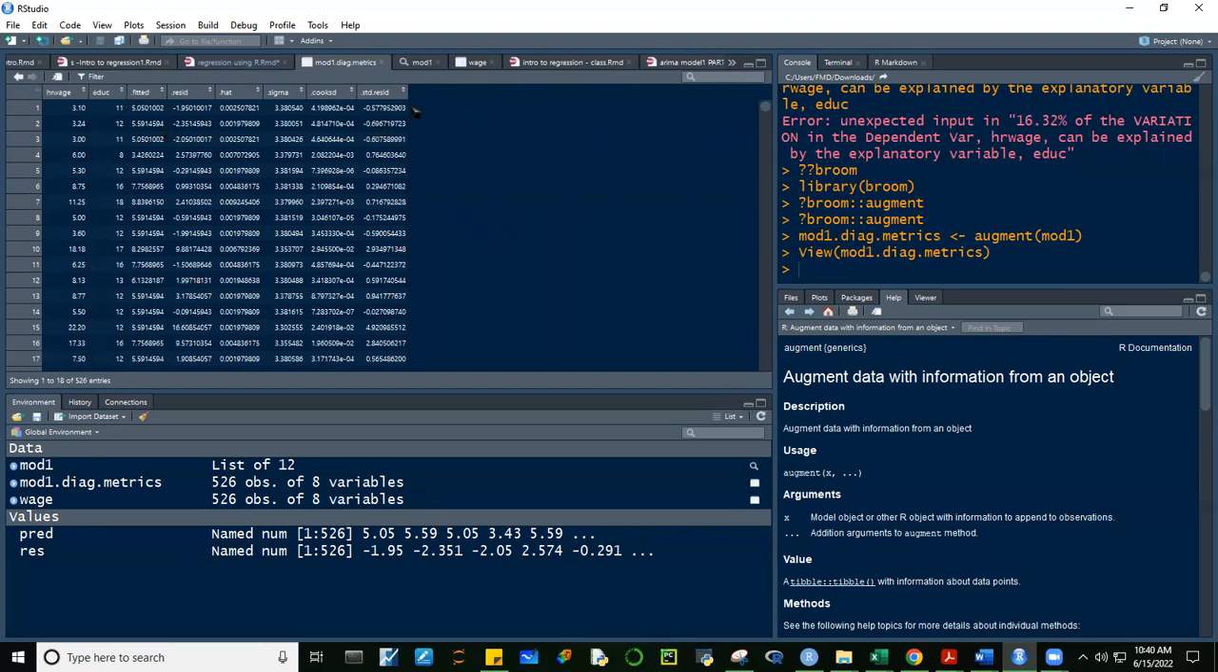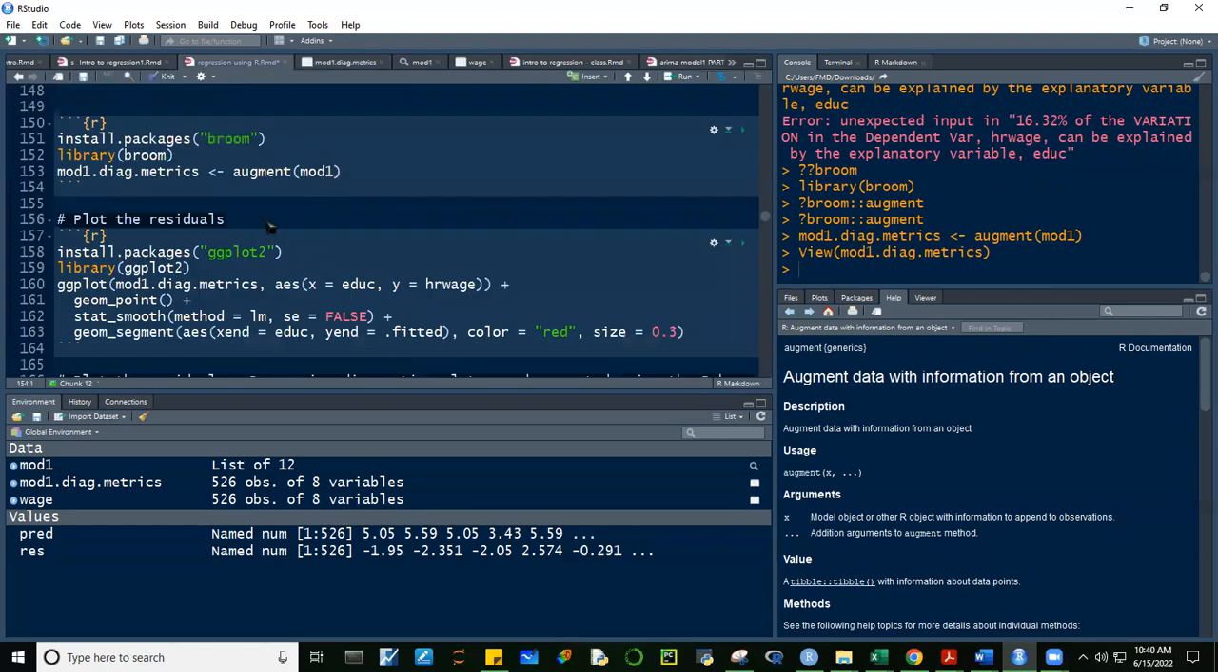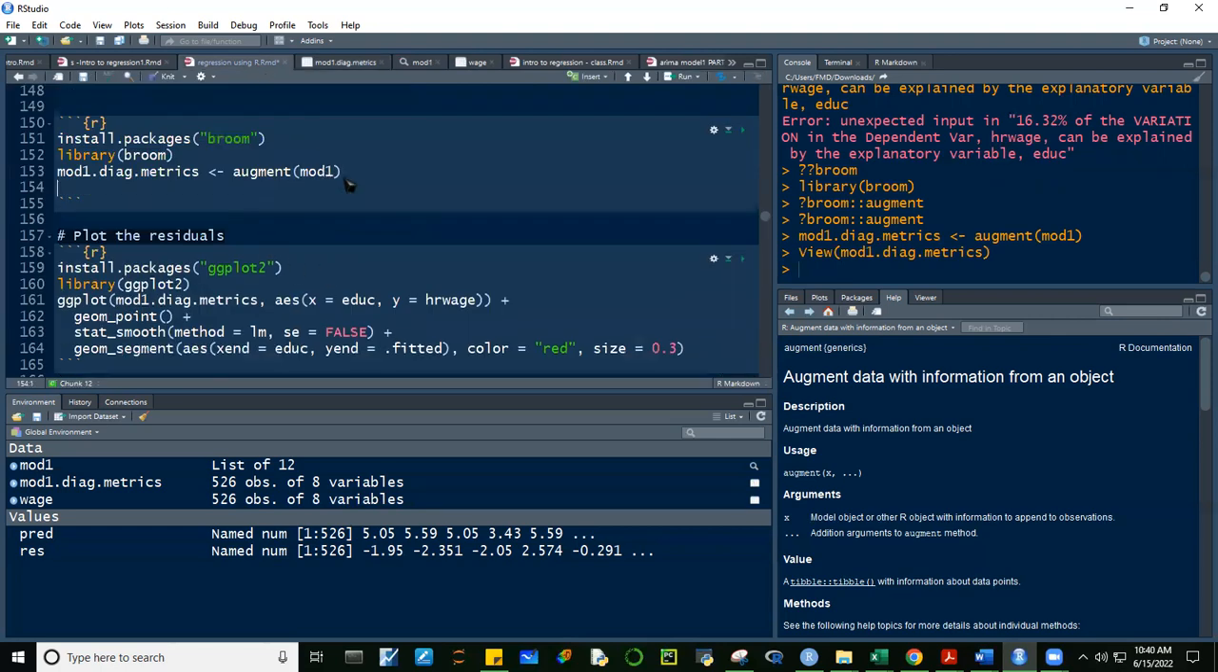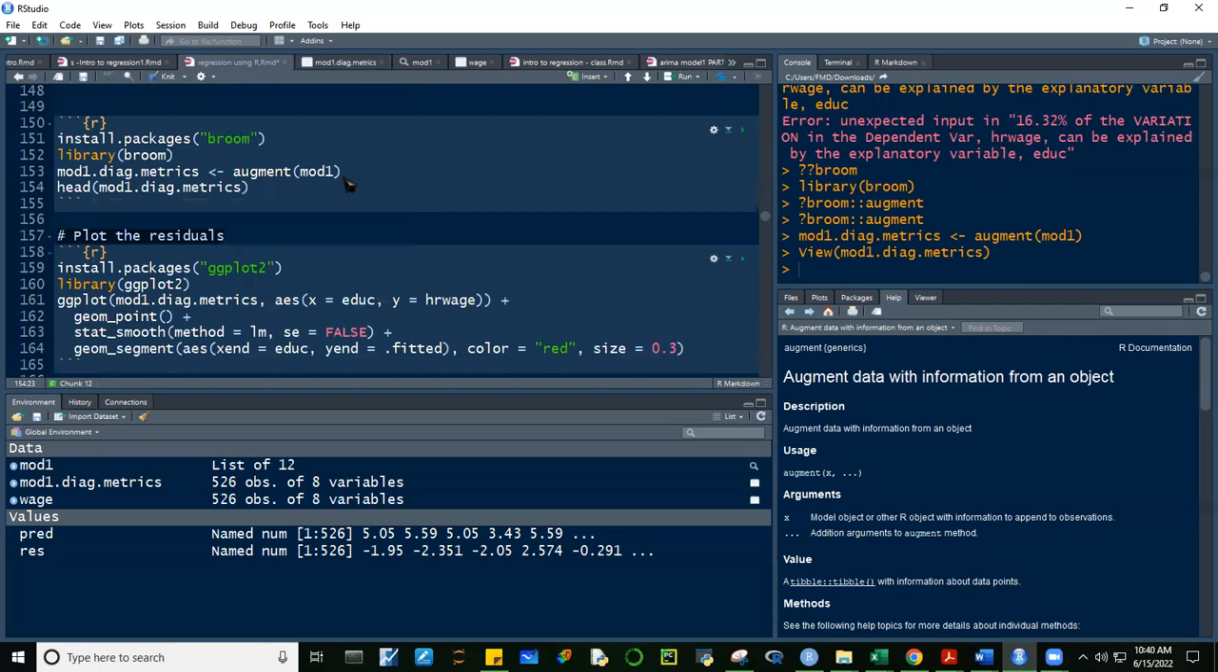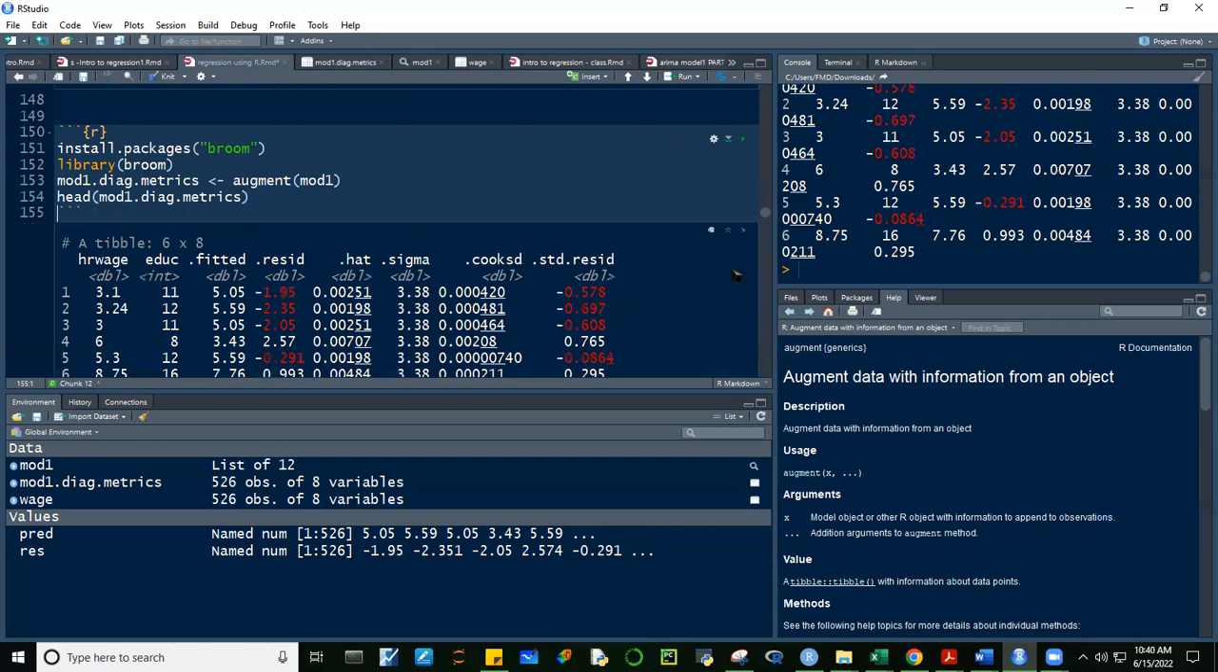Okay, take a look at that. Hindi, i-ano natin. Let me get the head of this. Head. Mode 1. Sige. Kahit yung first 6 lang. Okay, take a look at this, guys.